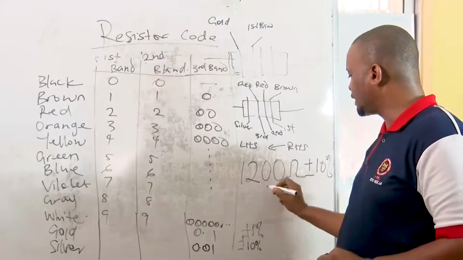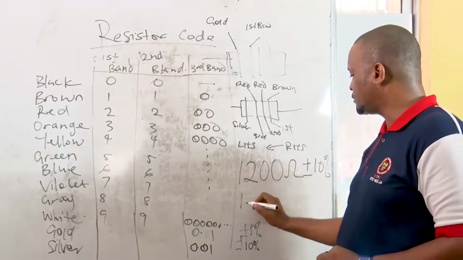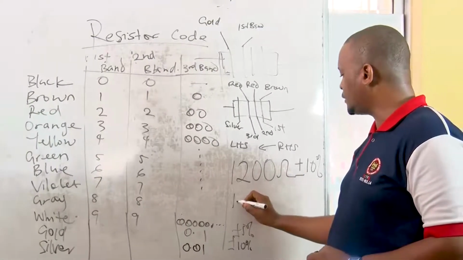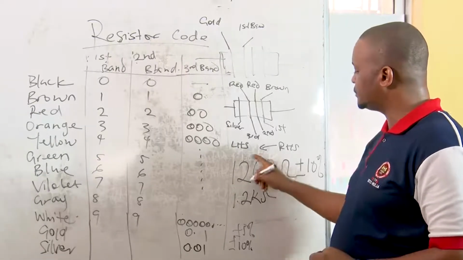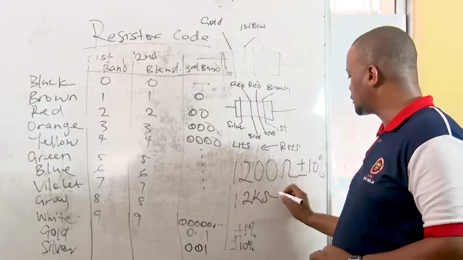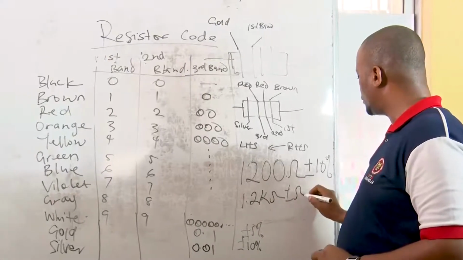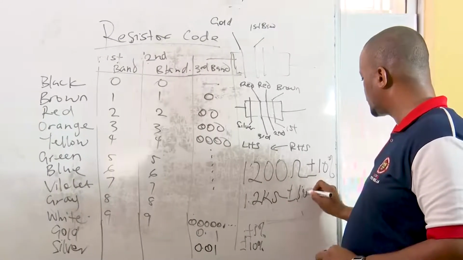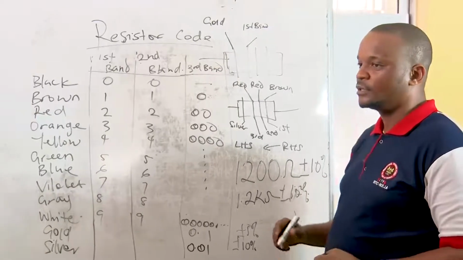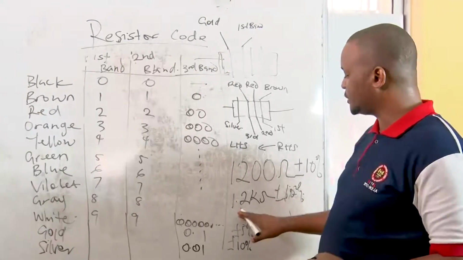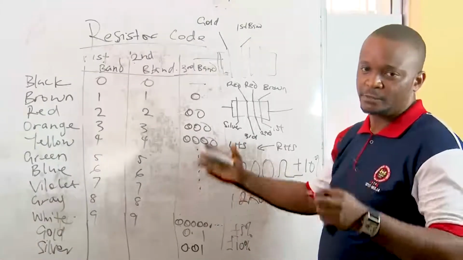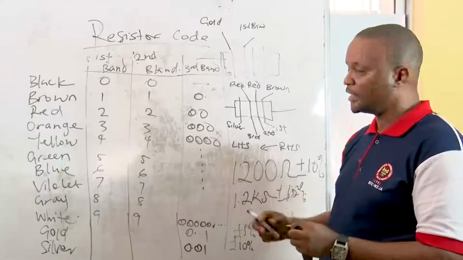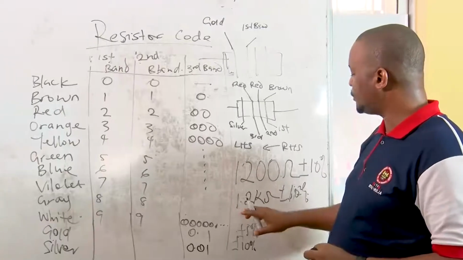So if you are to bring it down in kilo ohms, you divide by 1,000, and you have 1.2 kilo ohms. So this is 1.2 kilo ohms plus or minus 10%. That's the tolerance. If you take 10% of this and add it, and 10% of this and subtract it, that gives the permissible range of resistance it can offer. So this is 1.2 kilo ohms.